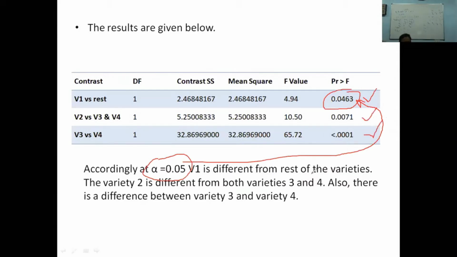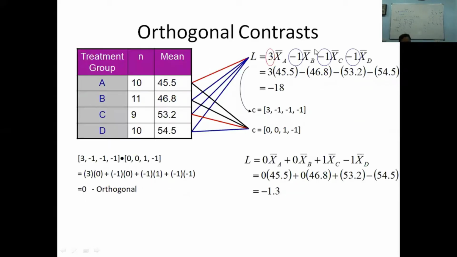So V1 is different from the rest of the variety. V2 is different from V3 and V4, right? So variety V2 is different from both V3 and V4 because it is significant. Similarly, V3 and V4 are different, as an example. So this is an example. Don't worry about this example, but it is just to show you how to interpret this. You will learn more on practical aspects.